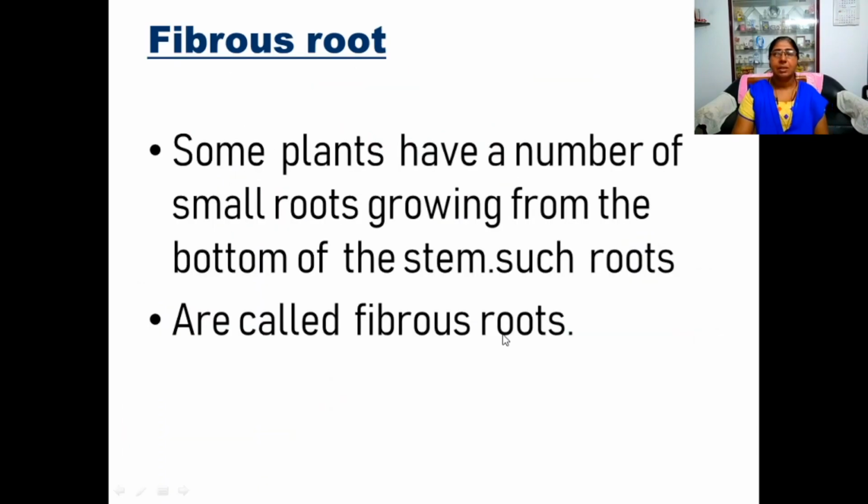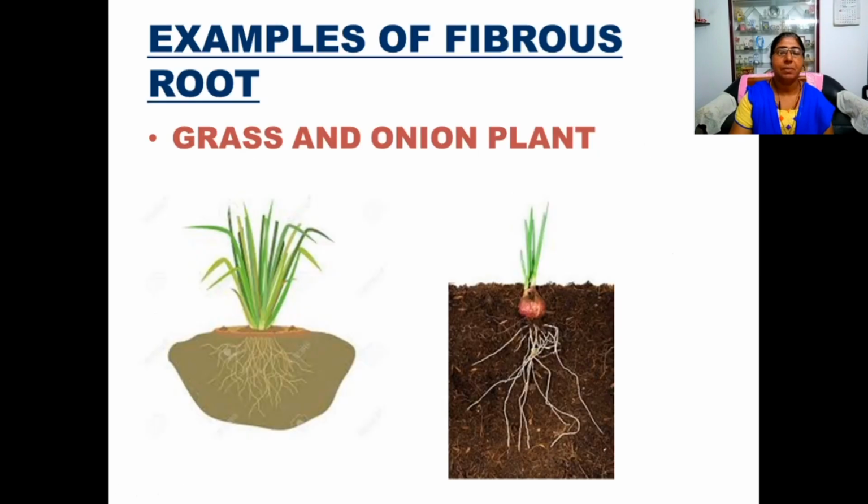Next, another type of root system is fibrous root system. Some plants have number of small roots growing at the base of the stem. These roots are called fibrous root system. For example, in grass plant and onion plant, you can see this type of root system. Here, in this figure, you see this is a grass plant. Here, cluster of roots are originating at the base of the stem.